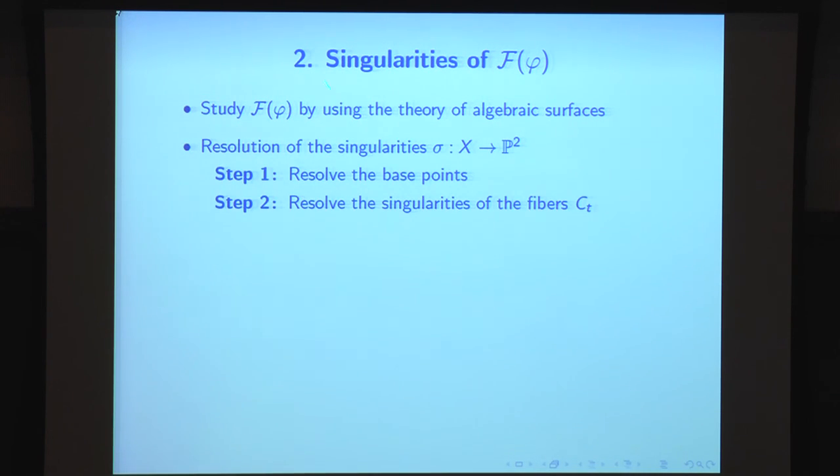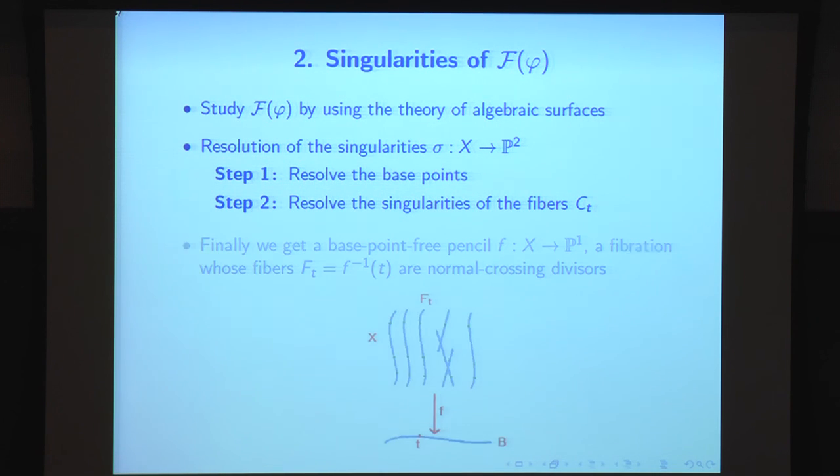To study the family of curves using the theory of algebraic surfaces, the first step is to resolve the singularities to get a fibration. The first part is to resolve the base points. Then resolve the singularities of the fibers. So finally, we get a fibration from a surface to P1. By using Stein factorization, we get a fibration from X to some curve B. So by the second step, we can assume the singular fibers are normal crossing divisors.